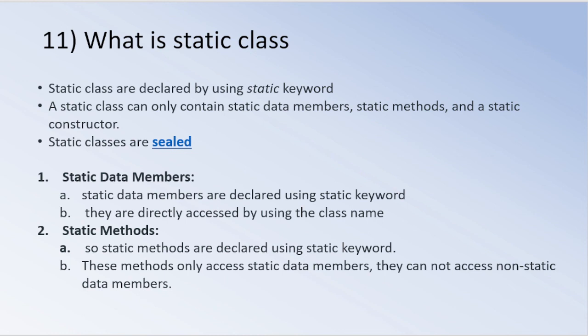Now talking about static data members. As a static class always contains static data members, static data members are also declared by using the static keyword and they are directly accessed by using the class name. This is important to remember. We always access a static member by using the class name. The memory of a static data member is allocated individually without any relationship with the object. And about static methods, static methods are declared using the static keyword. These methods can only access static data members. They cannot access non-static data members.